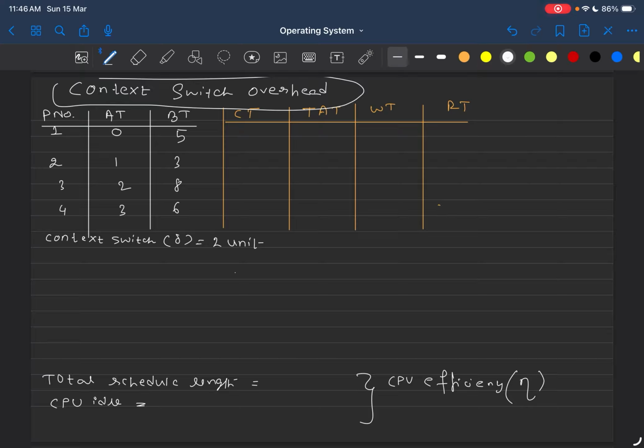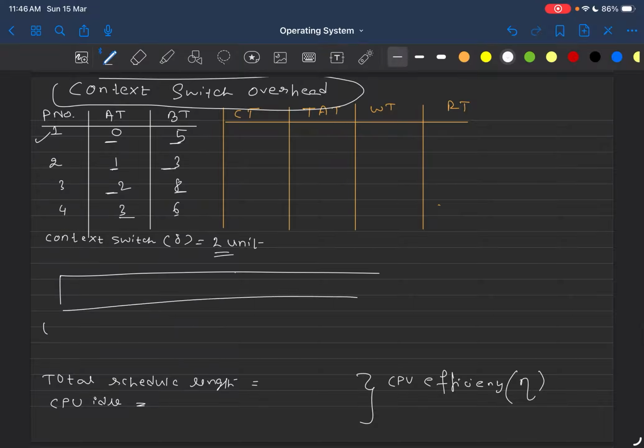So let's say this context switch time is 2 units. And this is the process number and the corresponding arrival time and burst time. So what will happen at time t equal to 0, your CPU will start. The context switch time is 2 units, till time 2 it will be switching the context. At time t equal to 2, process P1 can be scheduled.